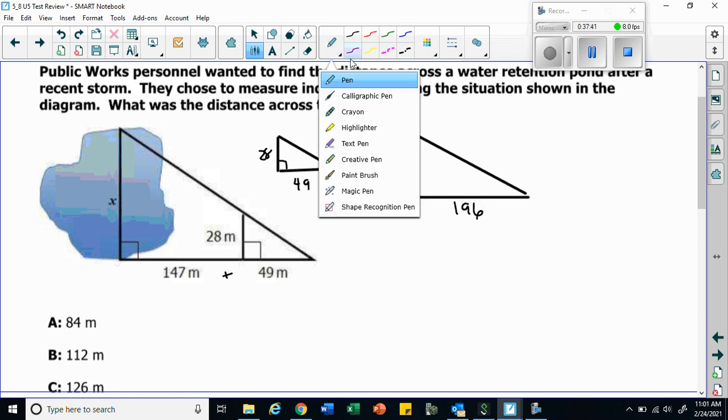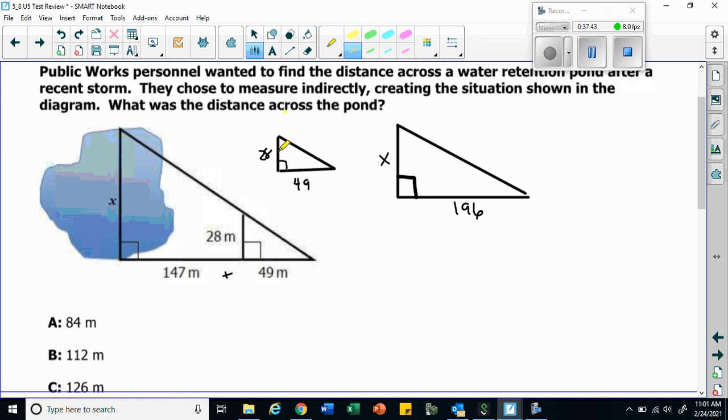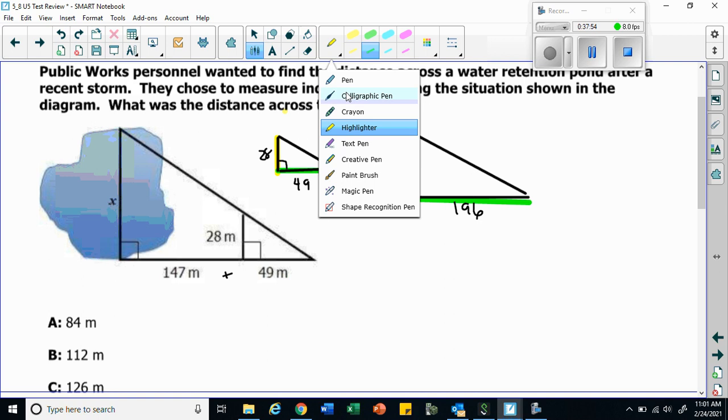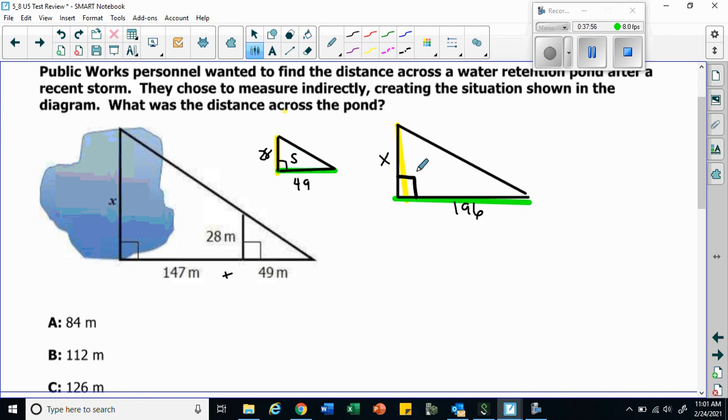So what we're going to do is we're going to match them together. So we're going to do my sides with my sides, and then my bottoms with my bottoms, right? And I'm going to do my small over large. So small over large, right? And so I'm going to have 28 over x equals 49 over 196, and I'm going to cross multiply.